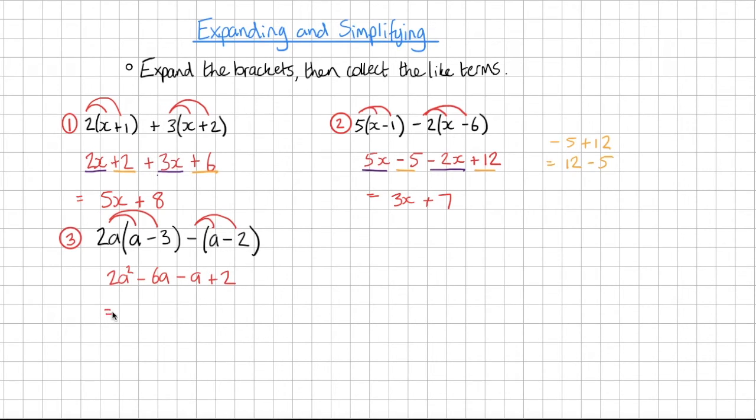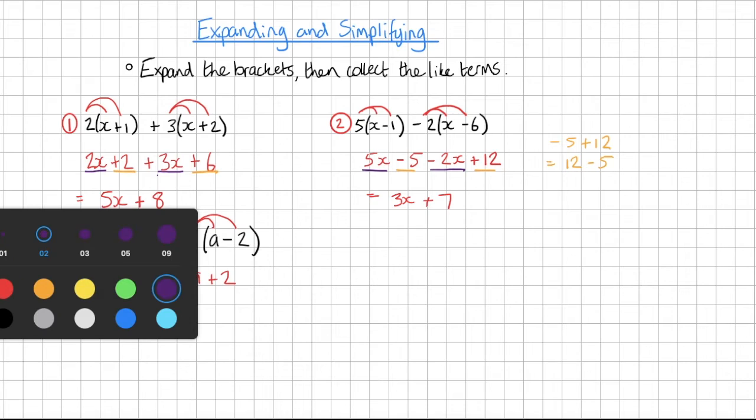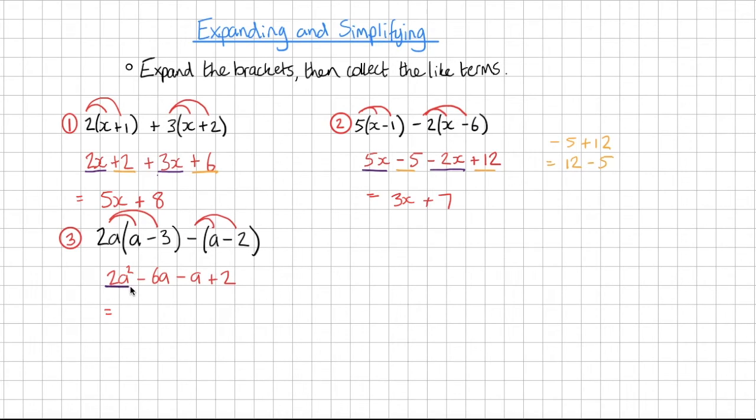And now we need to collect the like terms. This time, 2a squared does not have any other term that we can simplify it with, okay? A squared is not the same as a term with just a in it. We cannot put them together. 2a squared is simply 2a squared. So we're going to write that by itself.